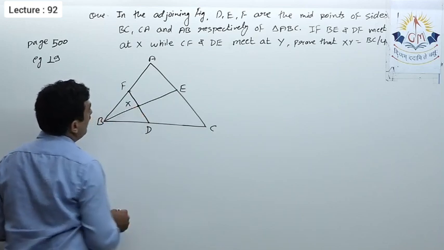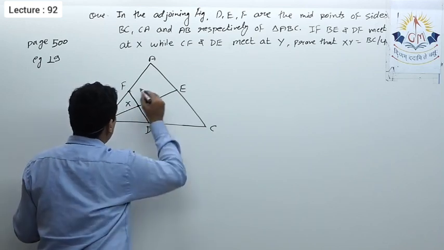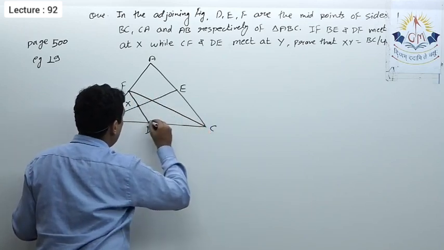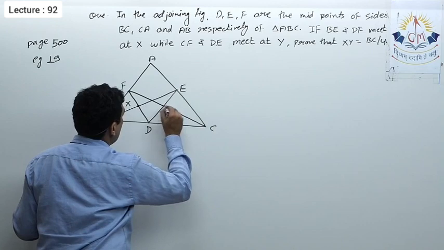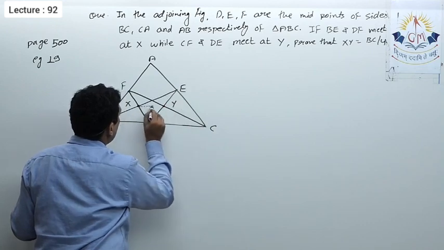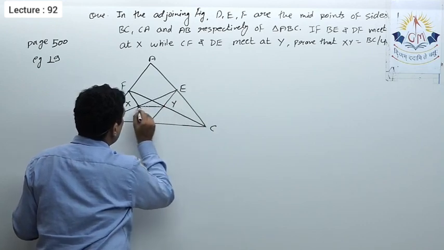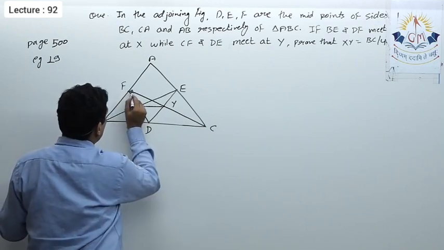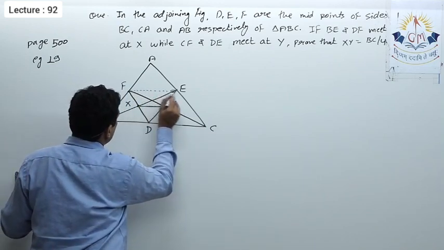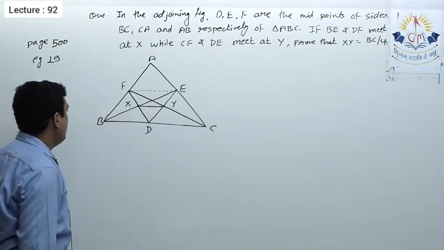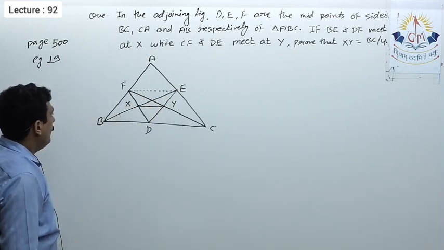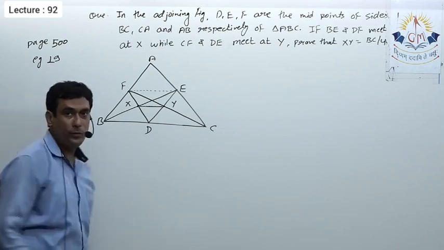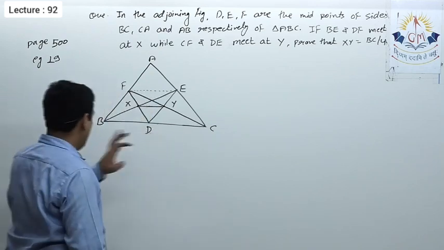CF and DE meet at Y. So we have to prove XY is equal to BC upon 4. A small construction will be required: FE. It's not that much difficult. Let me explain one in short first.